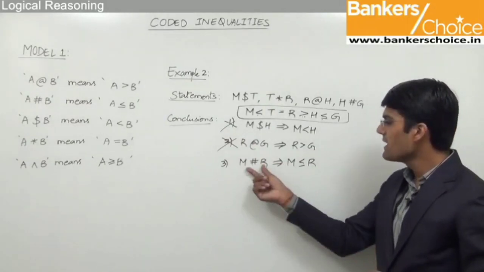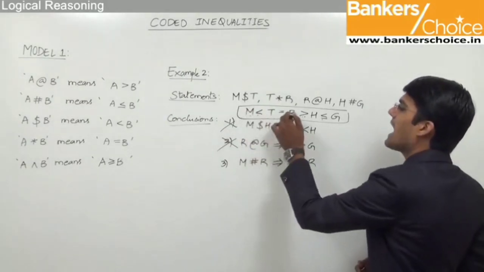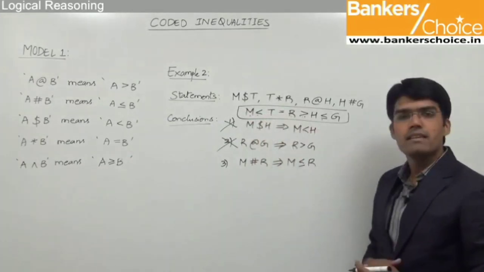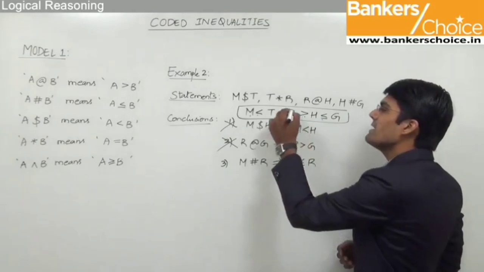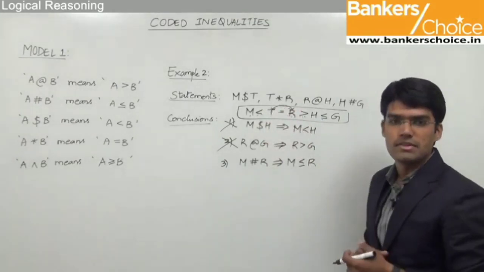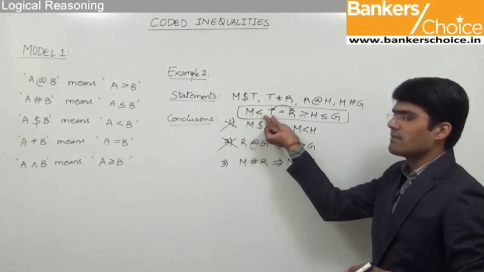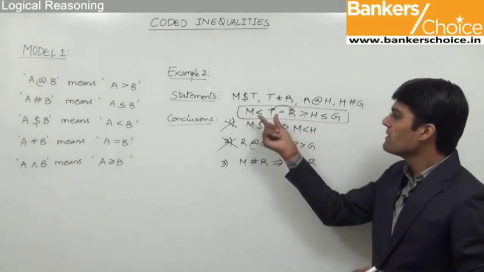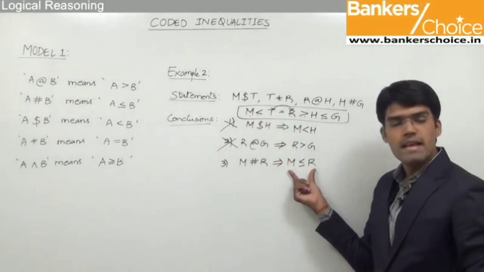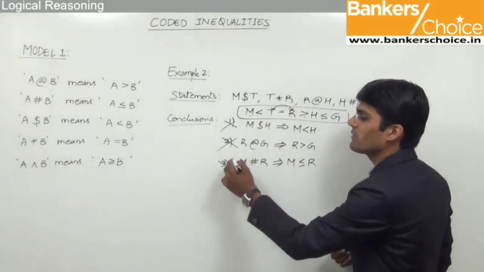And the last one here is M less than or equal to R. If we try to compare M with R here, we know that M is less than T and T is equal to R. Now equality means these two variables, that is T and R, can be interchanged. So what we can say here is M is less than R, which is nothing but T. So the only point which we can make out here is M is less than R, but the given conclusion says M is less than or equal to R. So even conclusion number 3 is false.